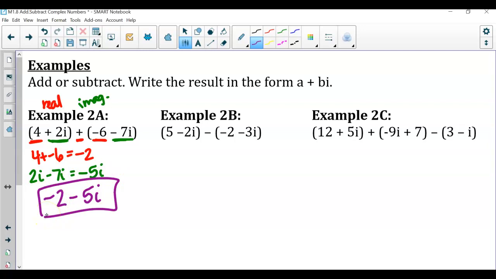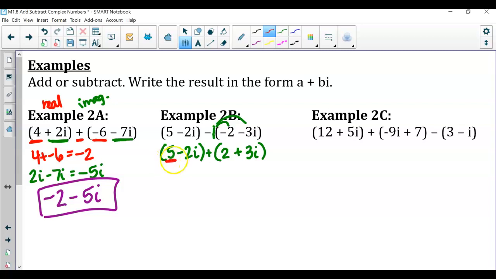So again, notice that we are just combining our like terms. Now notice with the second example, we do have a negative here. So let's distribute that negative 1. So I'm going to bring down 5 minus 2i, but now plus positive 2 plus 3i from distributing that negative 1. Now we can combine our like terms.